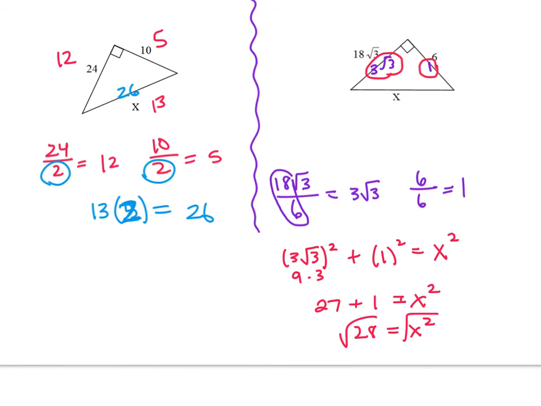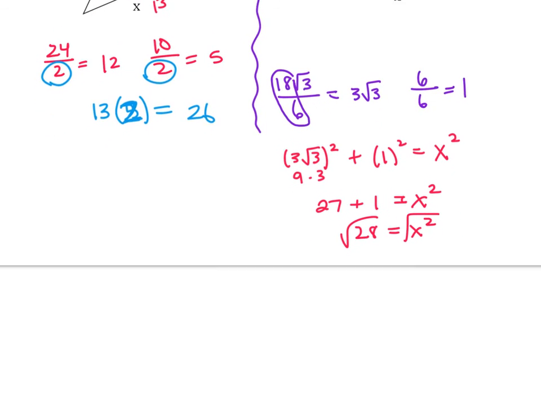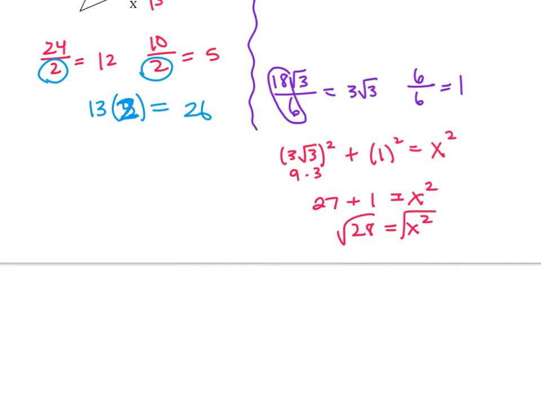Square root both sides, and we're going to have to reduce this. What perfect square number fits into 28? 4 fits in 7 times. So x is equal to 4 times the square root of 7.